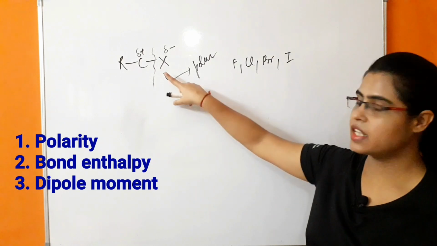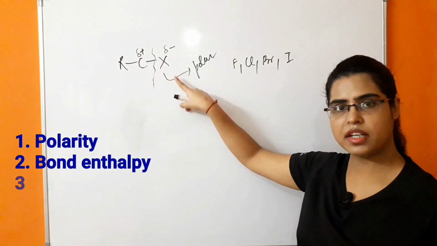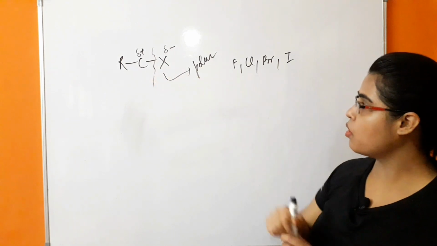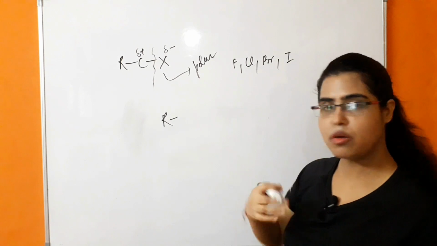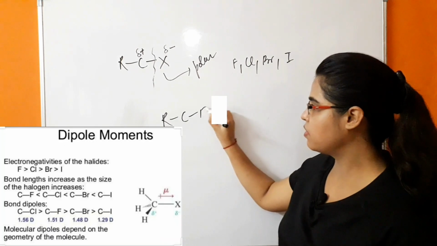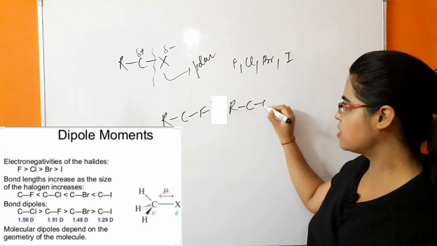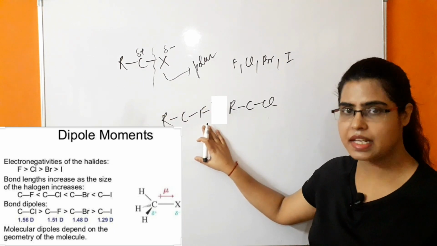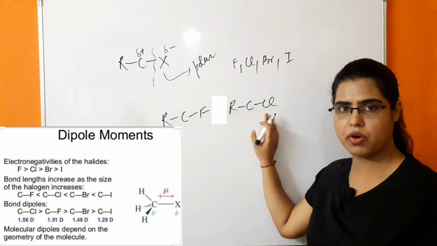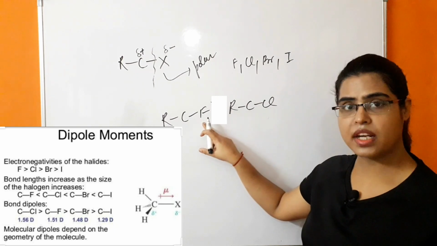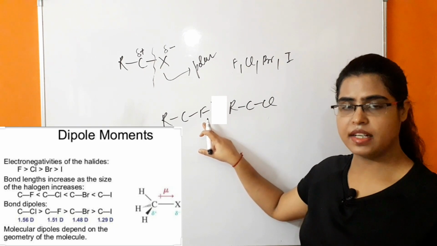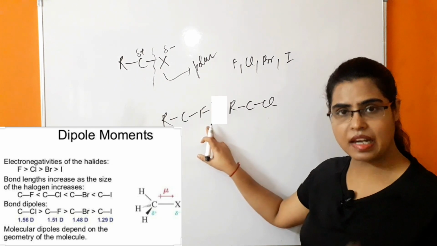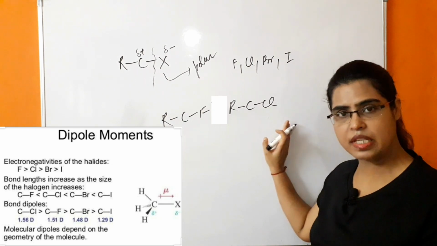We know that in the case of polarity, the greater the electronegativity difference, the greater the polarity of the bond. But when we compare the dipole moment of the C-F and C-Cl bonds, the dipole moment of the C-F bond is less in comparison to the C-Cl bond. Why? Although the electronegativity of fluorine is very high, higher than chlorine, still the dipole moment of the C-F bond is less in comparison to the C-Cl bond.